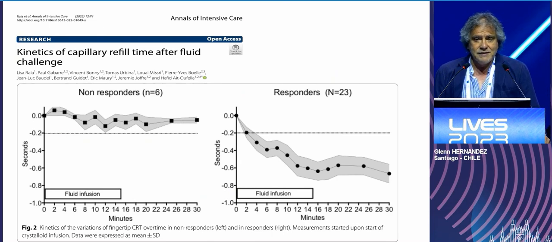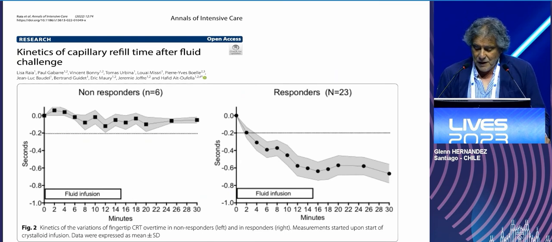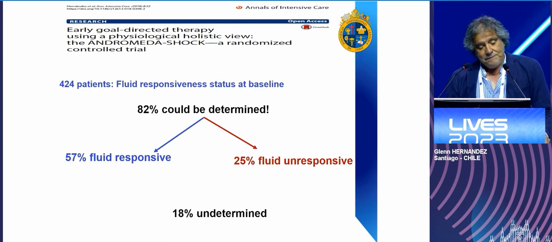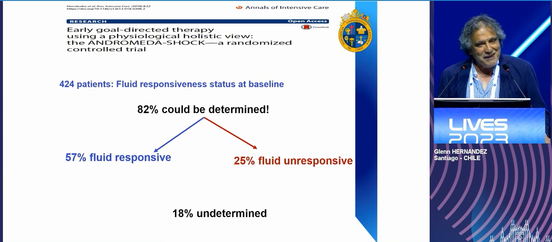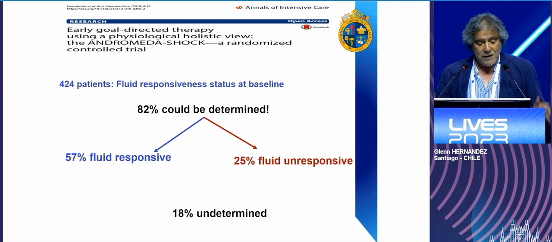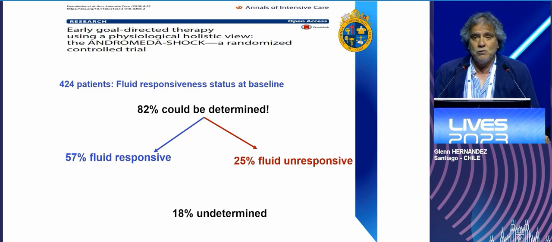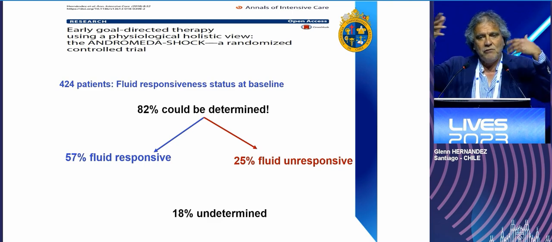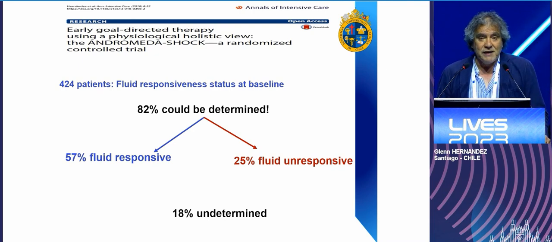More recent physiological studies, for example, show the rapid response of capillary refill time to a fluid challenge. And the fluid responsiveness assessment is our duty and our responsibility to optimize, not to improve outcome. Of course, we haven't demonstrated that, but maybe to optimize the fluids. In the Andromeda Shock 2 study, in this post-hoc analysis, we recommended, by the way, a systematic assessment of fluid responsiveness and provided the centers with an algorithm for different situations. You know, it's not so easy as in the papers.